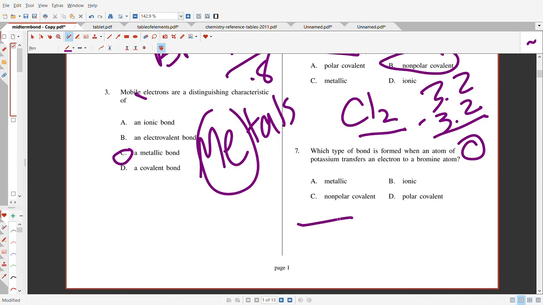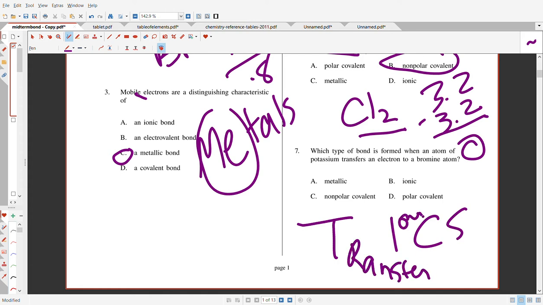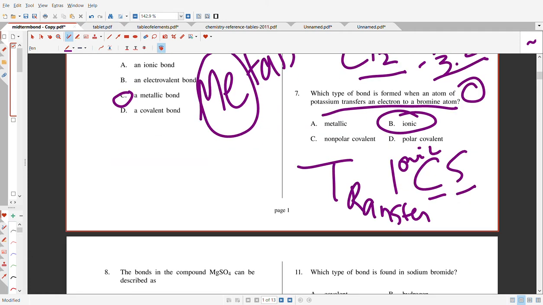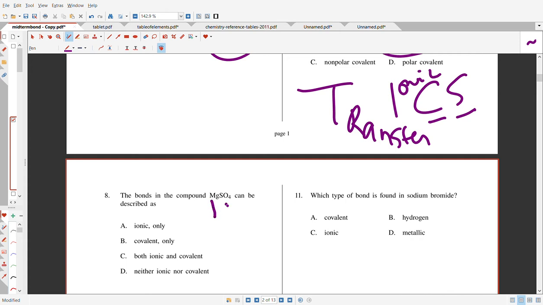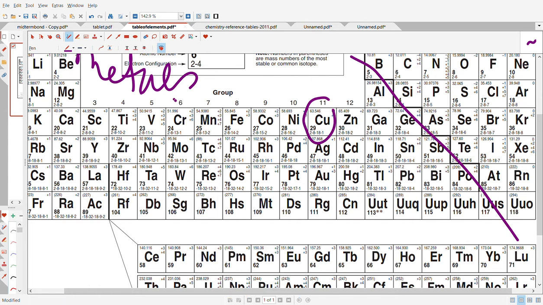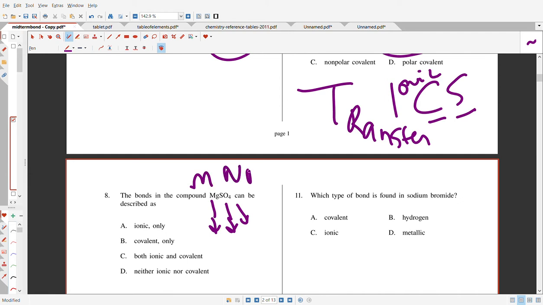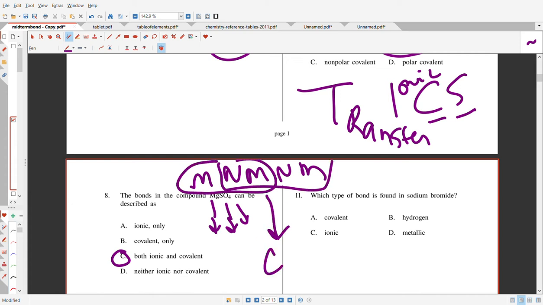Now, I teach TICs. Transfer of electrons is ionic, and covalent is sharing. So you see here it says transfer of electrons. I'm going to pick ionic. Now here you have Mg, S, and O. Now let's see where it is on the periodic table. Mg is over here, so it's a metal. S is on this side, so it's a nonmetal. So you see how you can have your periodic table open. If you have metal, nonmetal, and 3 things, you're going to say both ionic and covalent, because 2 nonmetals make up a covalent bond, and the metal and nonmetal is ionic.